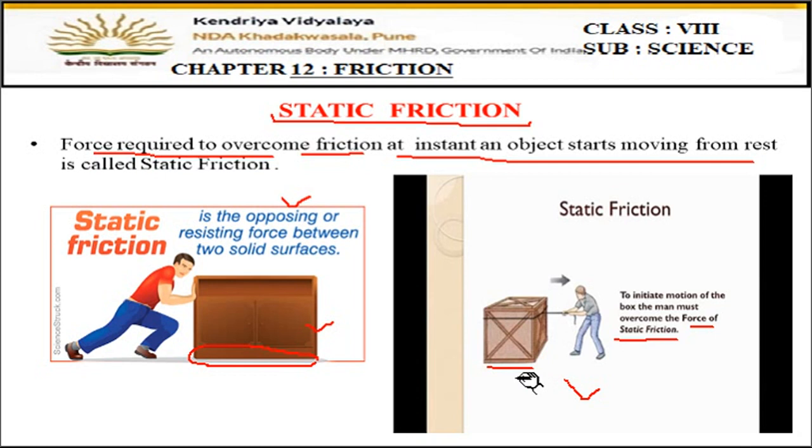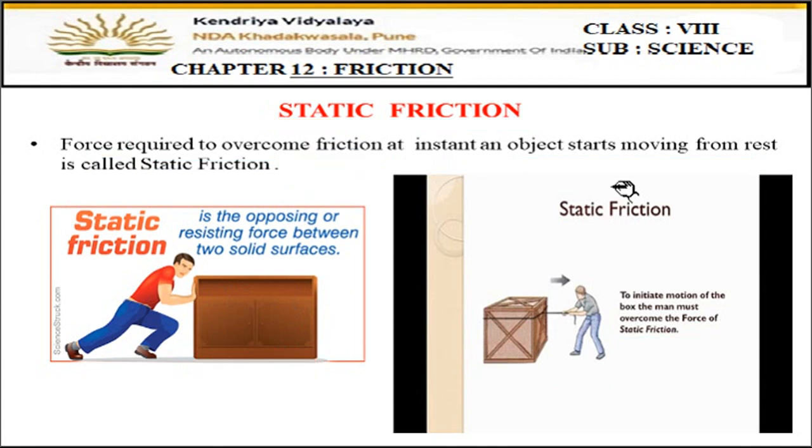Okay, so force which is required to overcome the friction which opposes the movement of an object is the static friction. So I repeat once again, force which is required to overcome the friction at instant an object starts moving from rest. If an object starts moving from rest position, so at that time the friction which is acting between the objects is called as the static friction, right? Static word is used because the object is starting from rest, so that's why static friction.